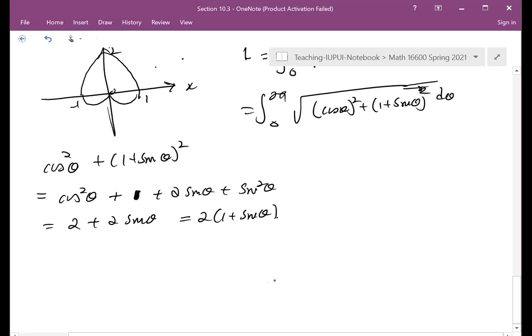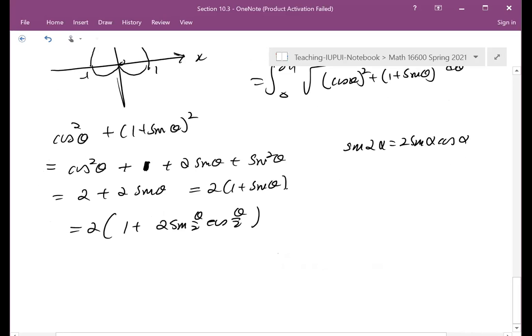Well, this is a little bit tricky here. You can try and, yeah, we know sine 2 alpha equals 2 sine alpha cosine alpha, okay? So you let alpha be half of theta. So you will get 1 plus 2 sine half of theta cosine half of theta.